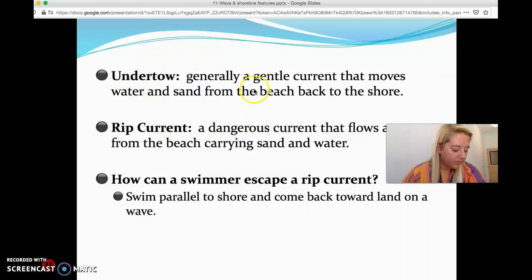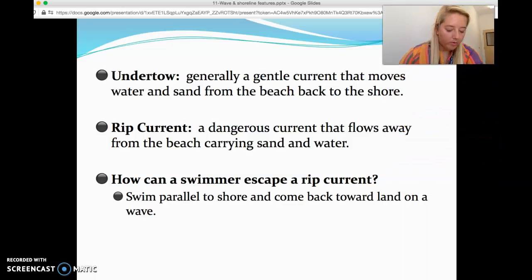And then we have two ocean terms right here to also talk about. We have the undertow and the rip current. So the undertow is generally a gentler current that moves water and sand from the beach back to the sea. Okay, so it's nice and gentle, nothing to really worry about. But a rip current is a dangerous current that flows away from the beach carrying sand and water.